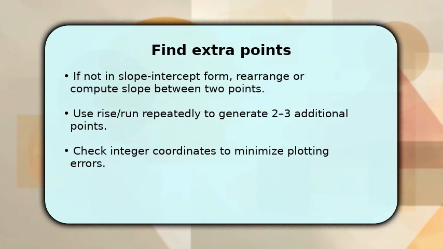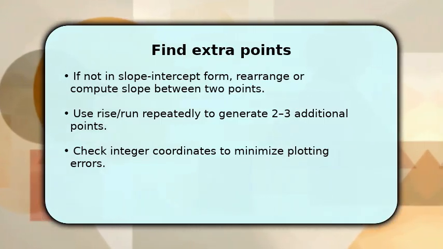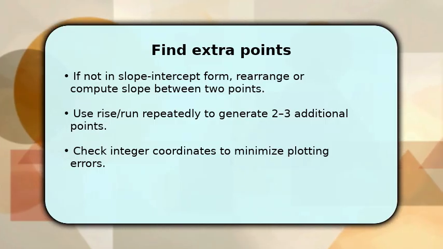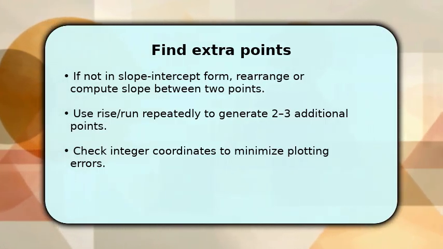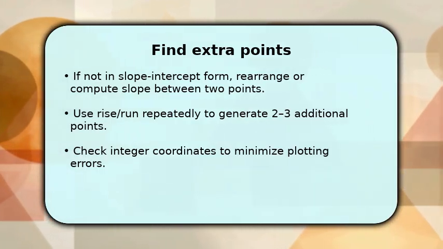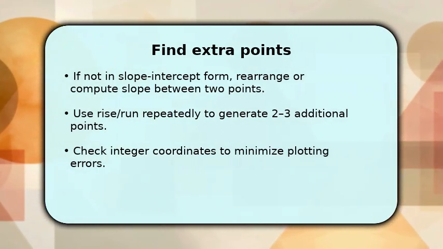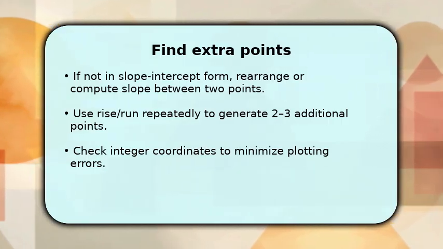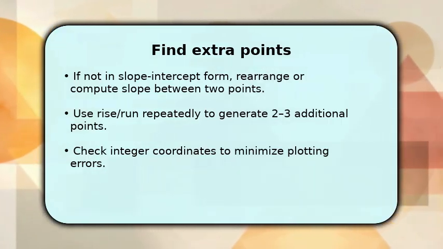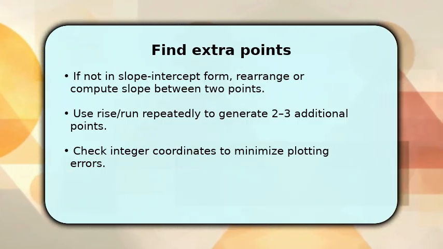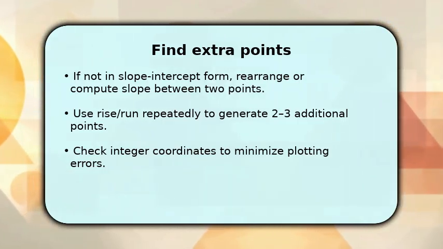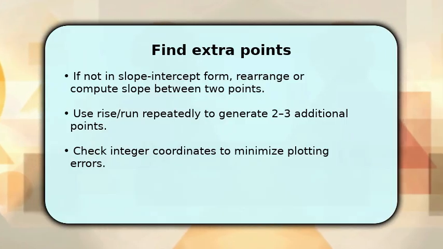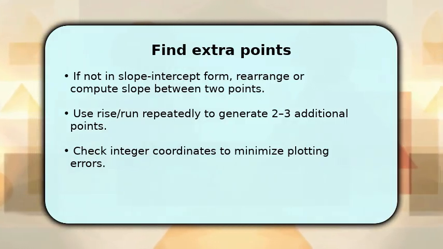Now you continue by ensuring you have enough points to draw a reliable line. 2 points are minimal, but 3 improves accuracy. If you were given standard or point-slope form, convert to slope-intercept or compute slope from 2 known points first. Then use the slope as rise over run repeatedly in both directions to create extra points with integer coordinates. Once you plot these points, visually confirm they line up straight. If they don't, recheck arithmetic or your interpreted slope.